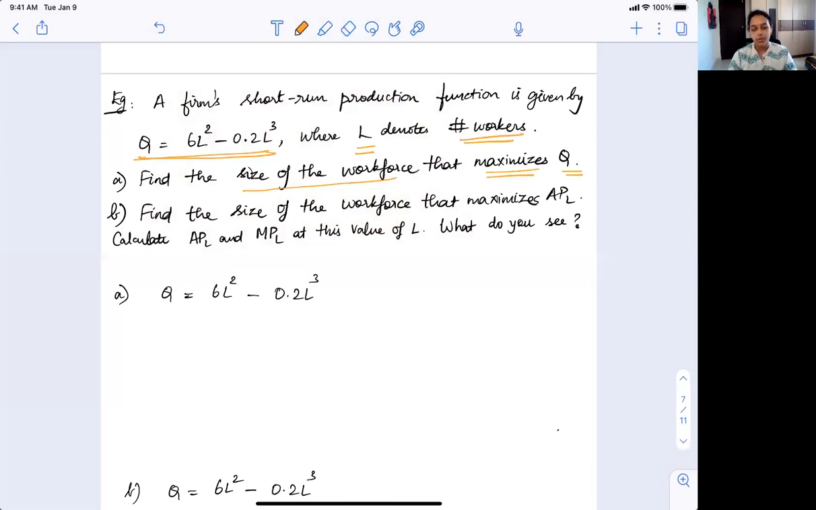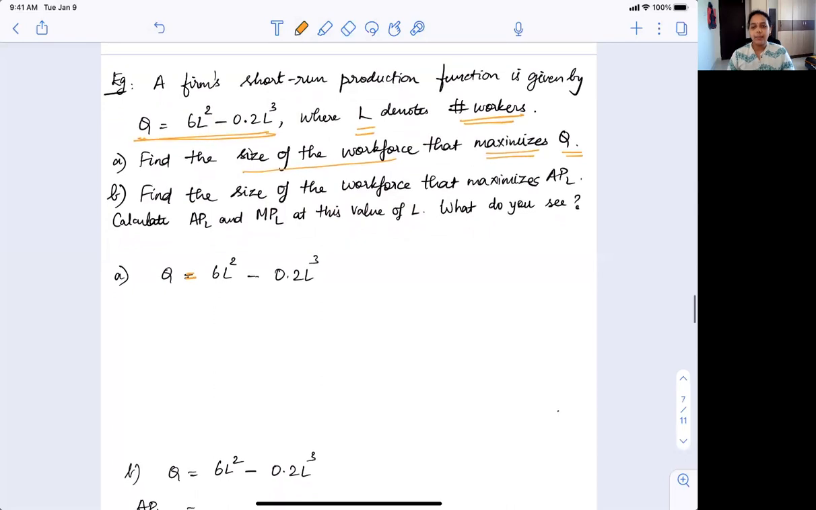And to do this, think of Q as Y and L as your X. So you have to find the value of X that maximizes Y. So here you have to find L that maximizes Q. But the rest of the process is all the same. It's just that the particular notation or the variable names that we use are going to be a little bit different. Let's go ahead and solve this. So we want to maximize Q, and that's the expression that's given here.